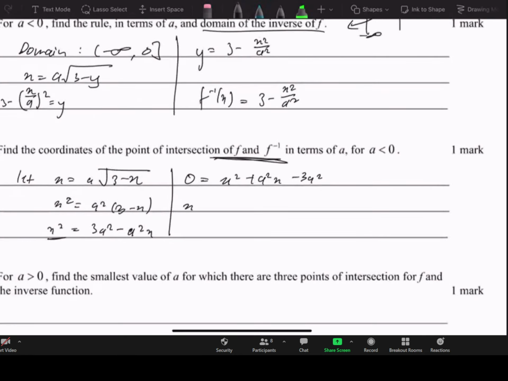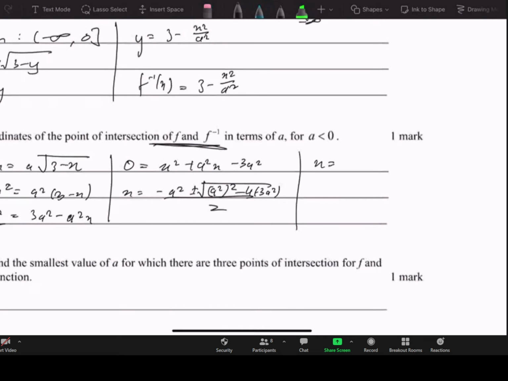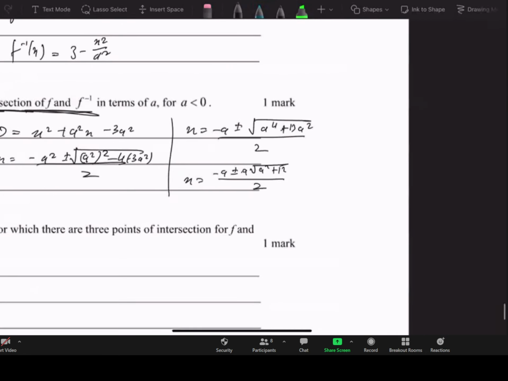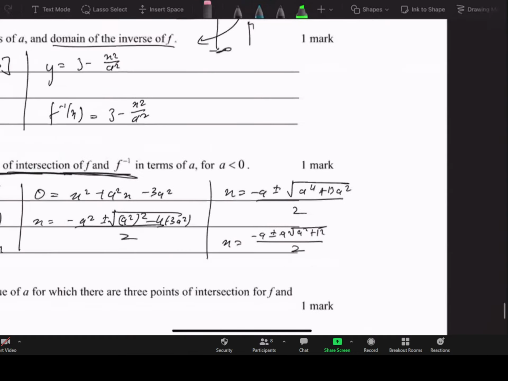So points of intersection would be x equals negative b, so it's a squared, plus or minus square root of b squared, so it's a squared again, minus 4ac, over 2. So x is negative a plus or minus square root of a to the 4 plus 12a squared, but you can see that you can take a squared out, so it's negative a plus or minus a squared, over 2. But the problem here is that it's only asking for a point of intersection. So you're going to have to choose between the plus or minus.